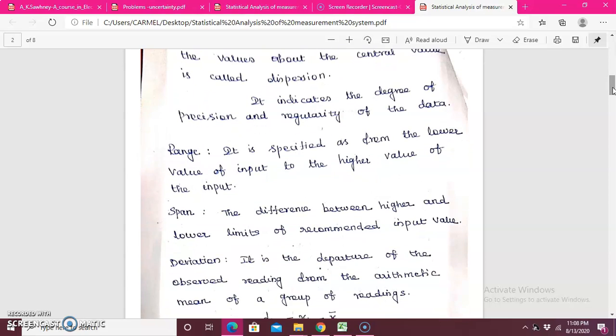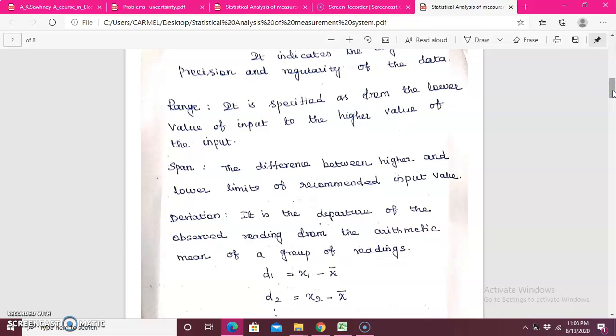The third analysis is nothing but range. Range is nothing but it specifies the values from the lower to the higher. But span is different from range. Span is nothing but the difference between the higher and the lower limit of the recommended input value. So you should have a good knowledge of range as well as span.